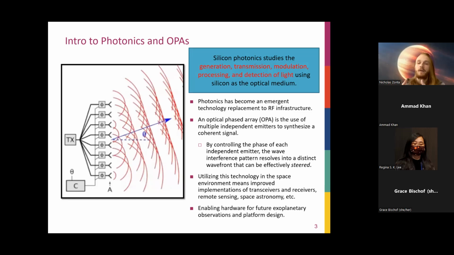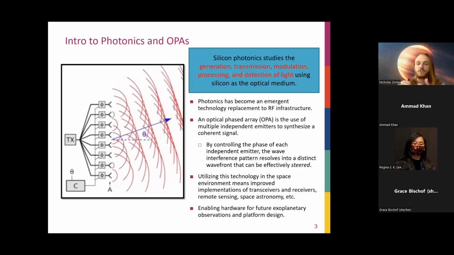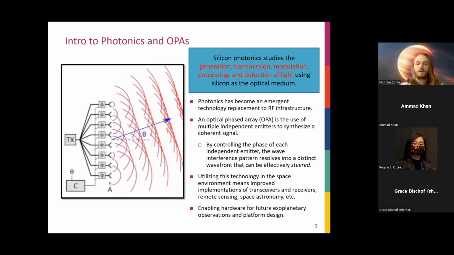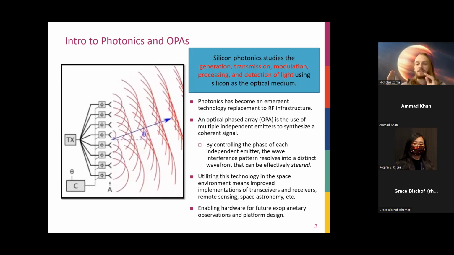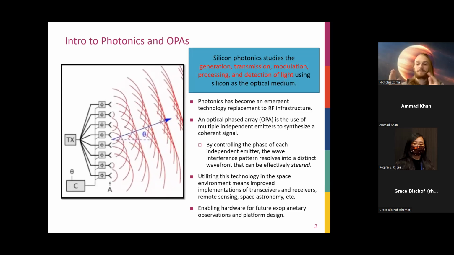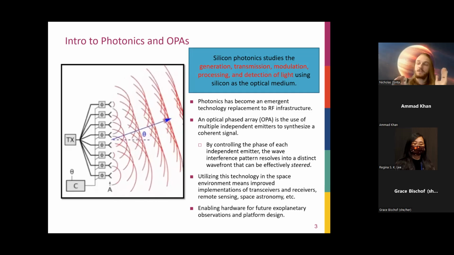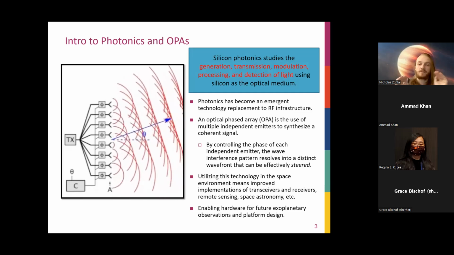An optical phased array is essentially a transmitter module using this technology where multiple independent emitters are used to synthesize a coherent signal. So essentially, by controlling the phase of each independent emitter, the wave interference pattern that resolves at the end creates a distinct wavefront that is effectively steered. And so we can essentially point from transmitter to receiver from end to end.